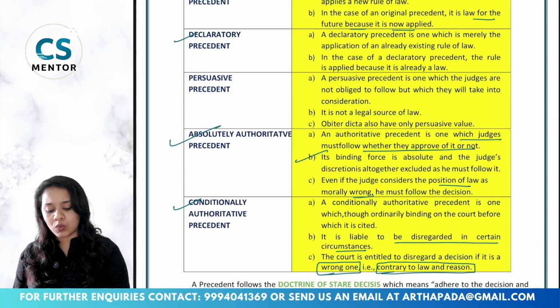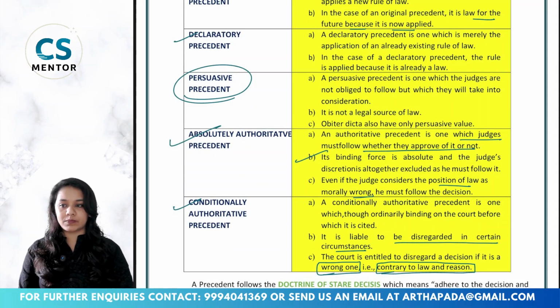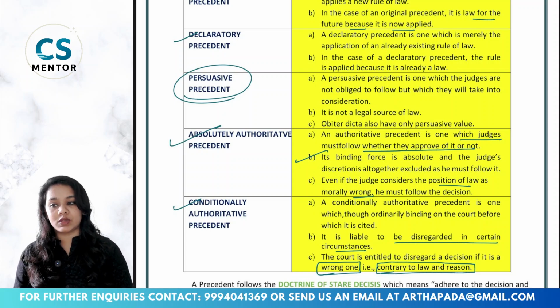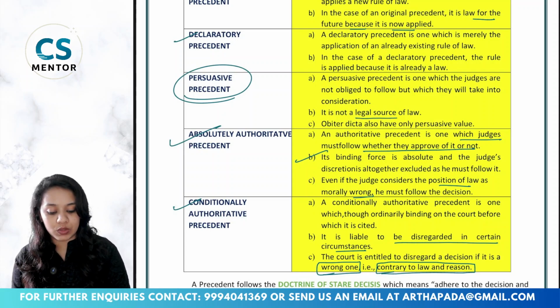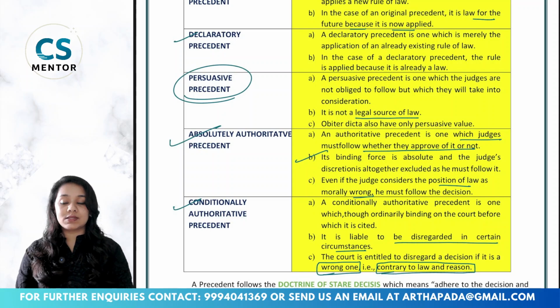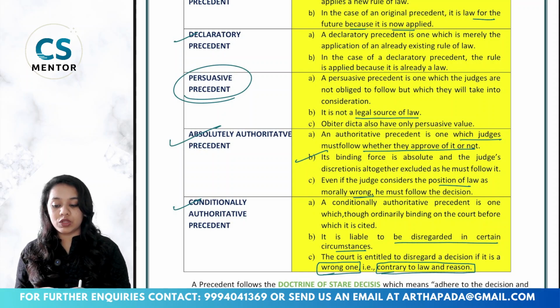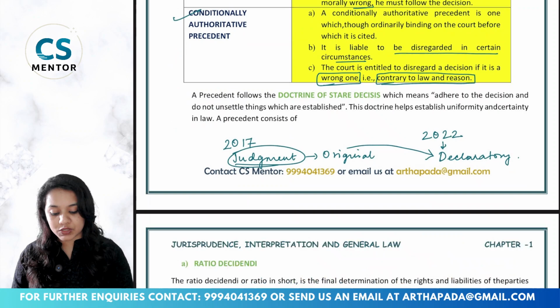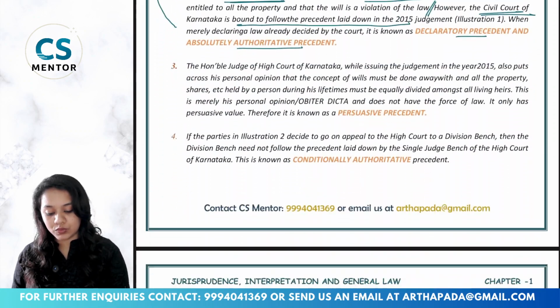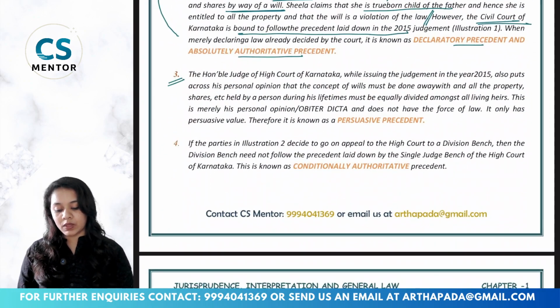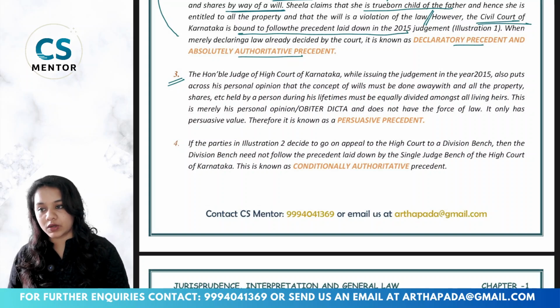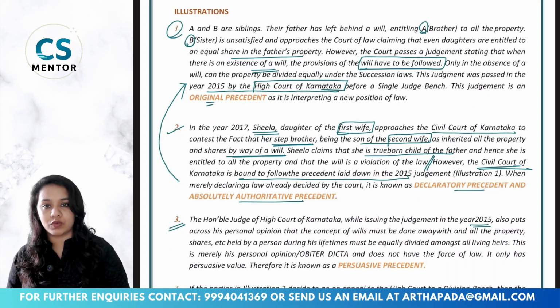Now, what do you mean by persuasive precedent? Persuasive precedent is one which has no legal source of law. It means the judges can only be persuaded by it, but are not compulsorily required to follow it. Okay, so what is this persuasive precedent? Let's come here to illustration 3. The Honorable Judge of High Court of Karnataka, while issuing the judgment in the year 2015. Now, the year 2015 means I'm referring to illustration number 1 over here.